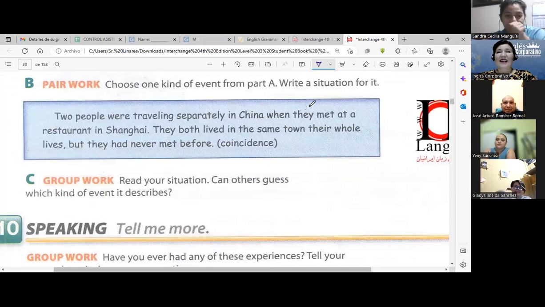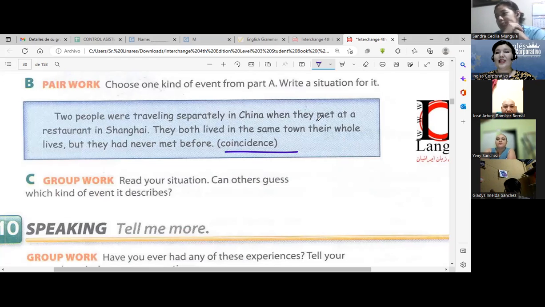In this one, I have one example here of coincidence. Two people were traveling separately in China when they met at a restaurant in Shanghai. They both lived in the same town their whole lives, but they had never met before. That was a coincidence.